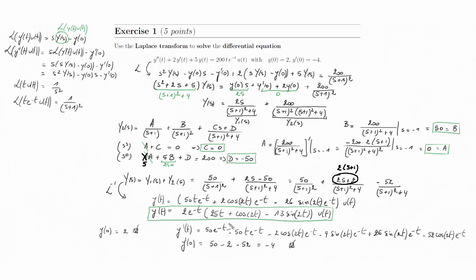This one will contribute, this one will contribute, and this one will contribute. And if you do the calculations, you see that we obtain -4. So this seems to be correct. And this concludes the first exercise of the exam.